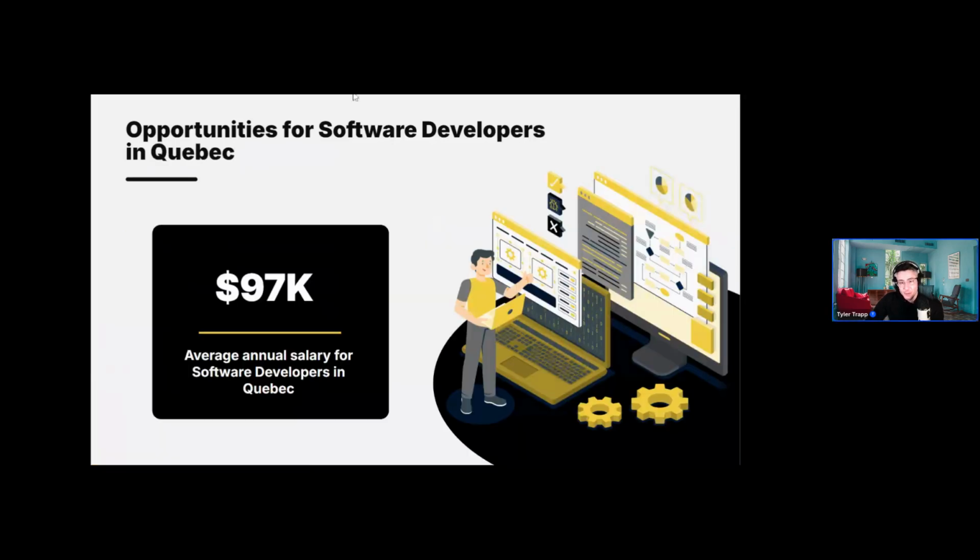Software developer opportunities in Quebec are also abundant and varied, especially in major cities like Montreal and Quebec City. The average annual salary for software developers in Quebec is $97,000 per year.